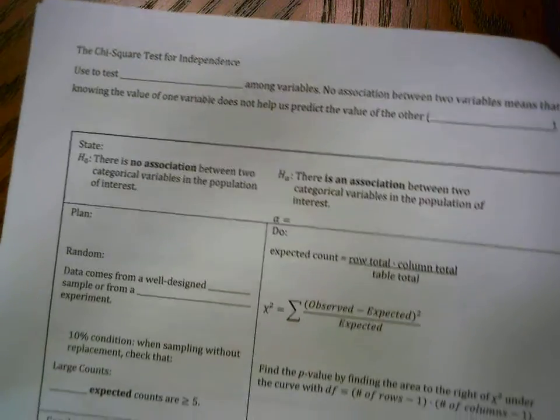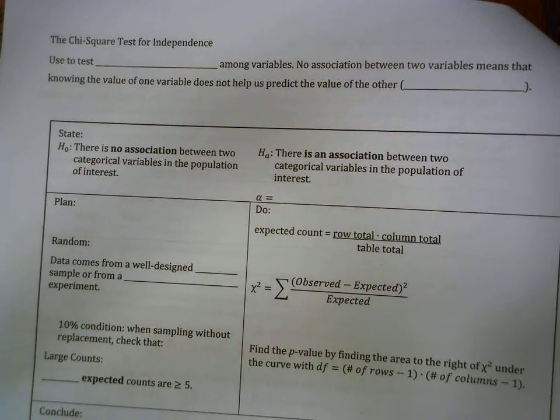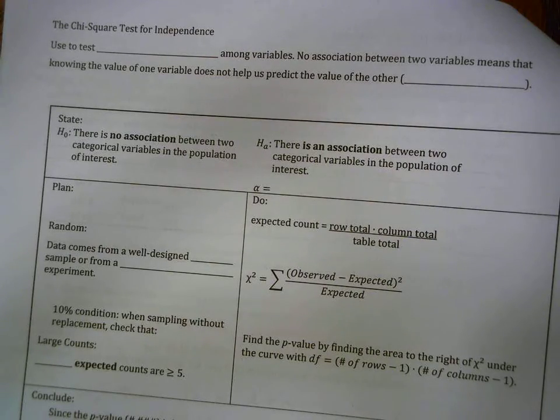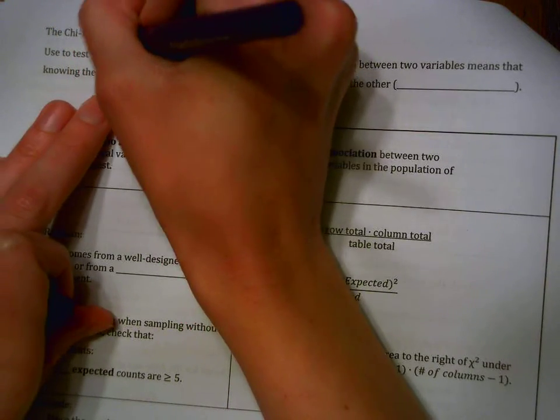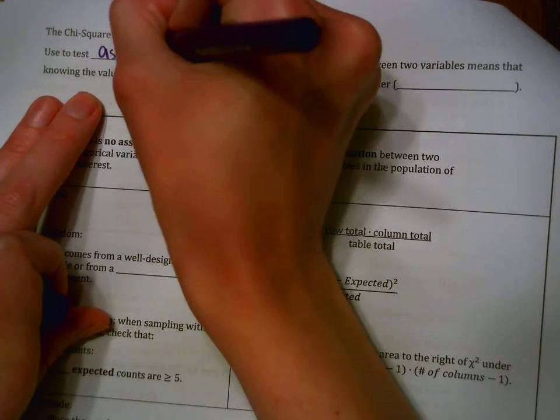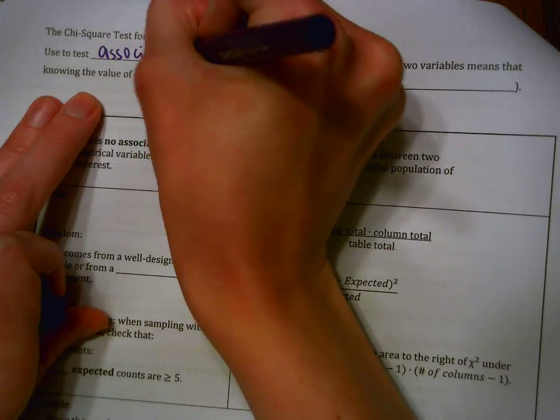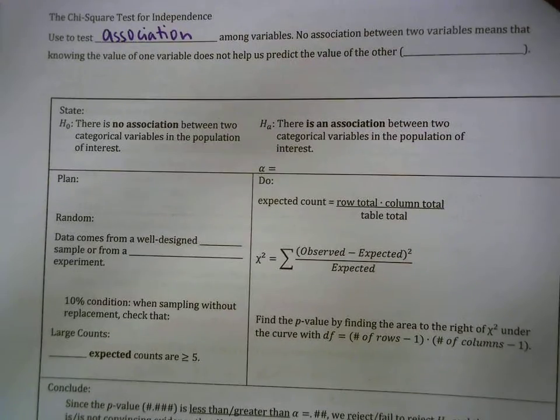And it says the chi-square test for independence is used to test association. So association and independence, they're probably going to use the word association more than independence, honestly, on an AP question. And it's just asking, are these two things related? Is there a relationship between one variable and the other variable?